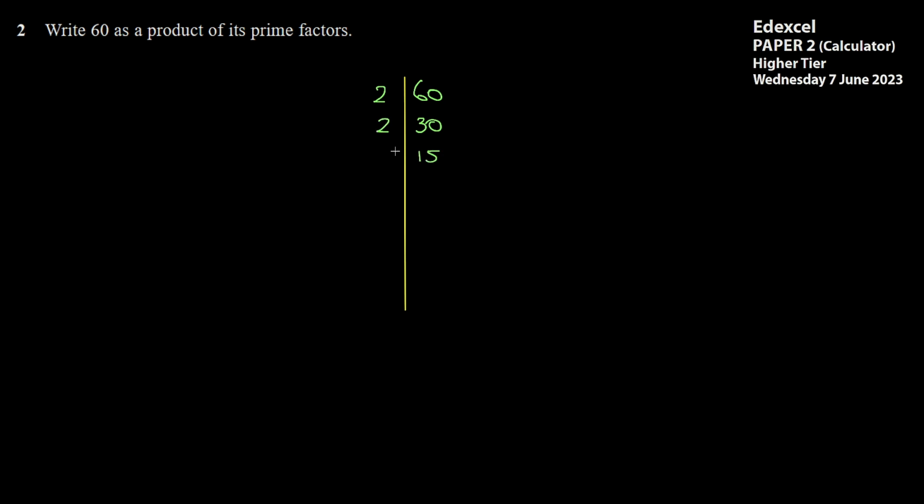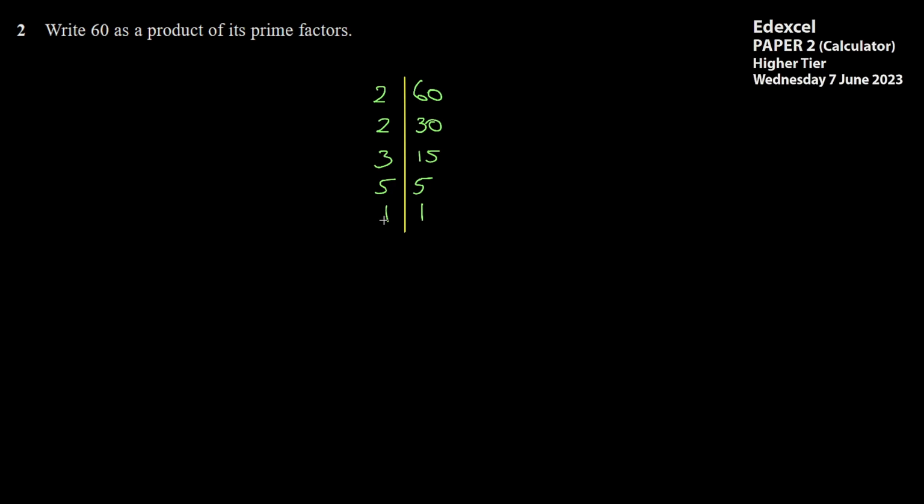This is now odd. The next prime up is 3. Yes, 3 will be successful. So 3 will go in here, leaving 5. 5 is itself a prime. 5 into 5 goes 1, and we're left with that.